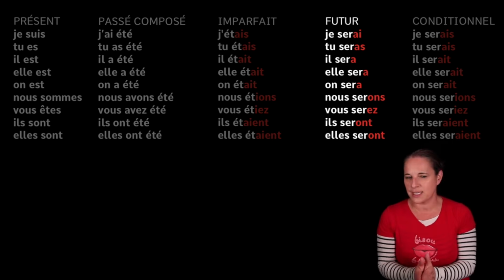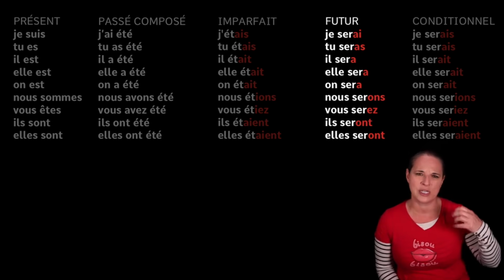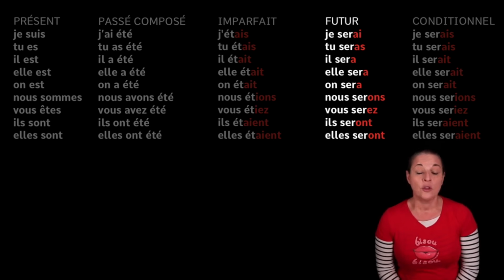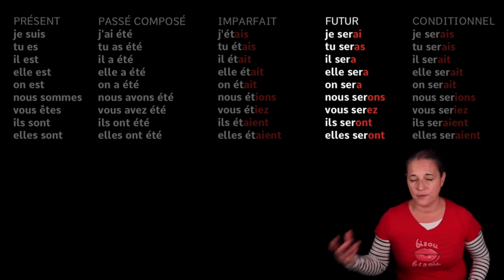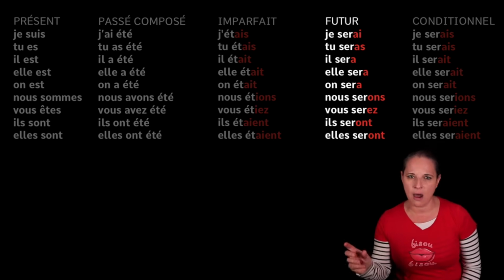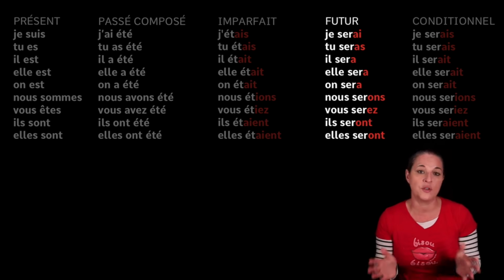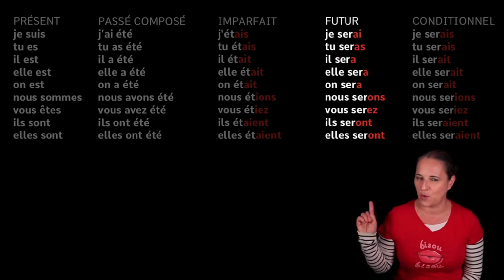Now, again, the future tense does not follow any patterns, especially when conjugating the verb to be or to have for that matter. The stem for to be in the future tense is ser, S-E-R. And then you add the special normal future endings, which are as follows.